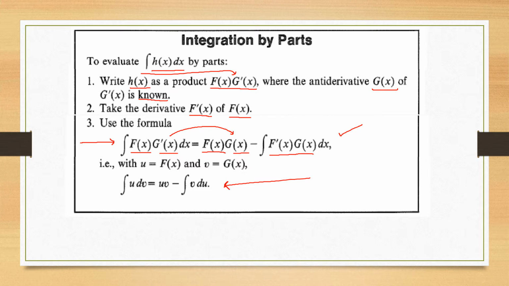which is equal to uv minus integral of v du. Integral of u dv is equal to uv minus integral of v du.